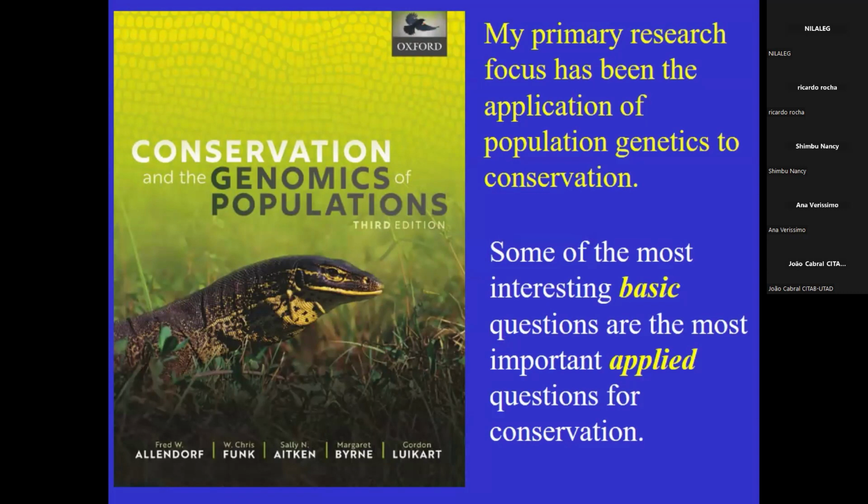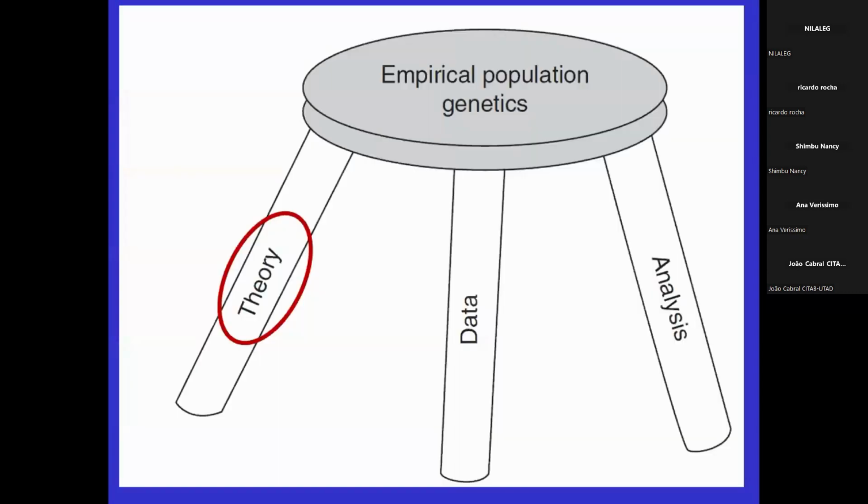So this is all of my talks. I always get up on a soapbox and talk about the importance of theory in population genetics and in conservation genetics. This is the book that Paulo mentioned, published a couple of years ago. My whole career has been spent trying to apply population genetics to issues in conservation, and it has been really rewarding because some of the most interesting basic questions are also the most important questions for conservation.